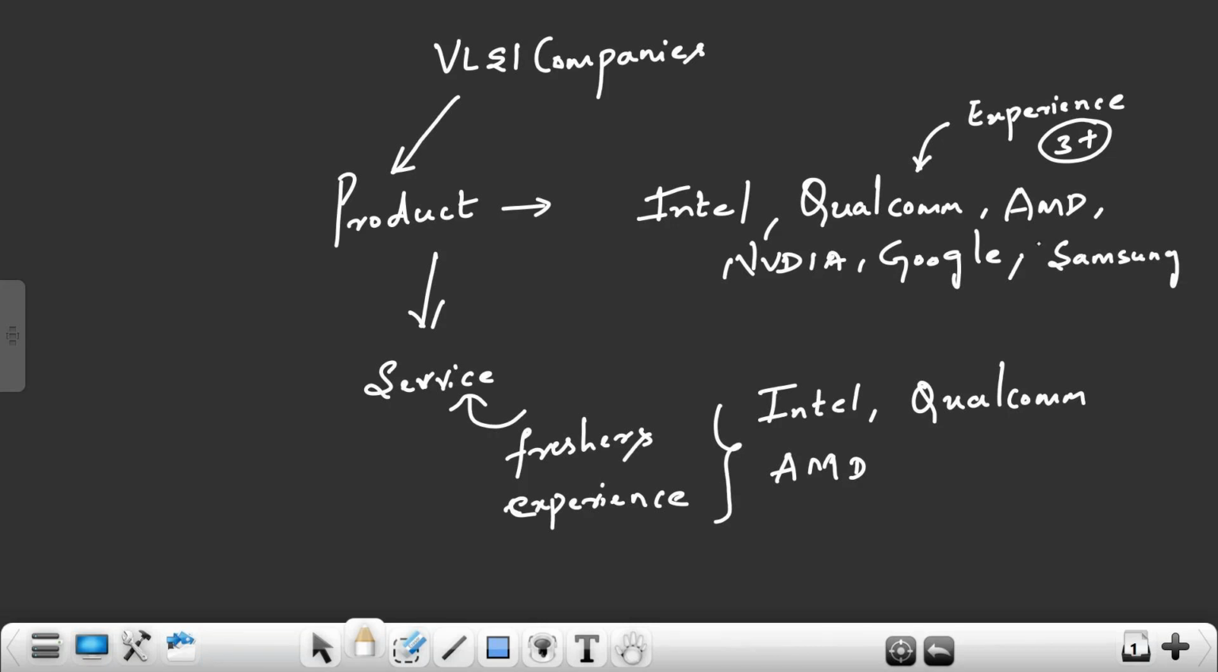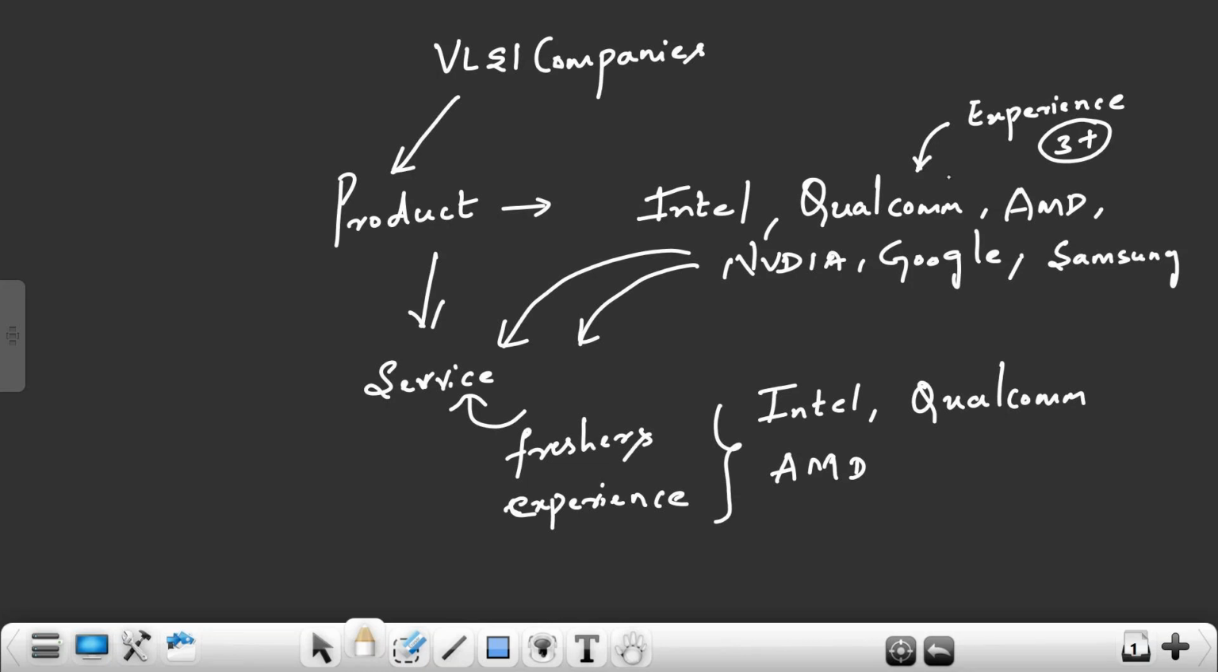So Qualcomm doesn't have a foundry. So Samsung will also work for the projects of what? Qualcomm. So Google, in the same way, will be working on some of these projects. But developing the flow is very important. So these companies will develop the flow and give it to the service-based companies' engineers. So we will use this flow and we'll complete the project.